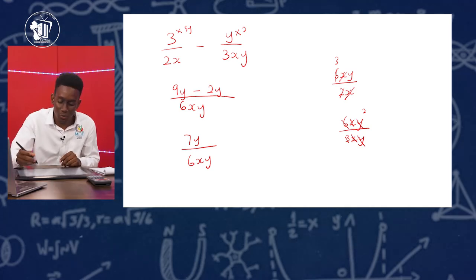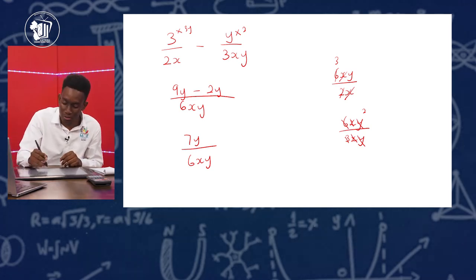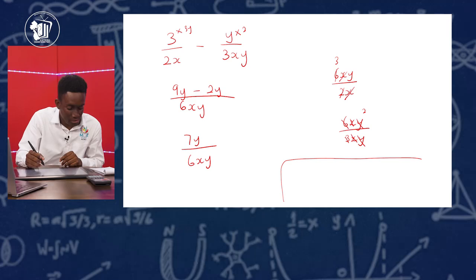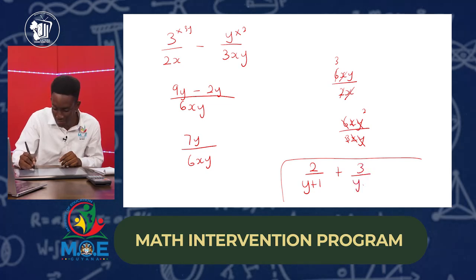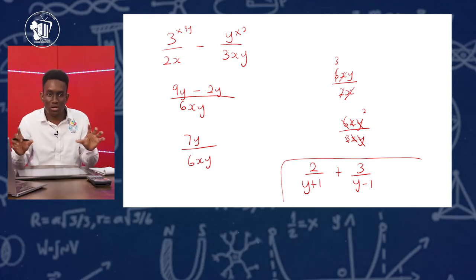And I will leave this one for you to try on your own. It's 2 over y plus 1, plus 3 over y minus 1. So this is one you can try on your own.